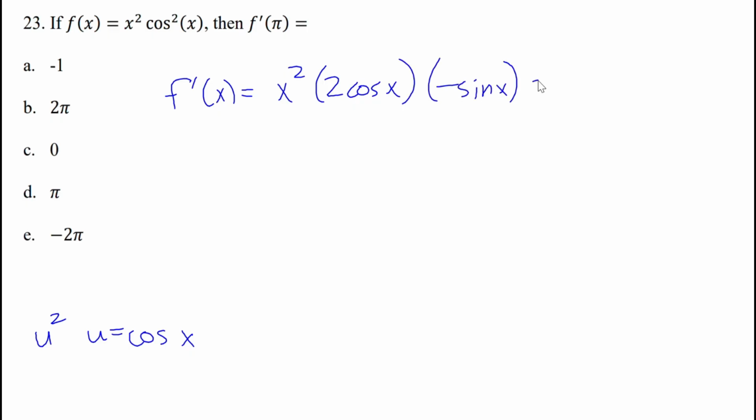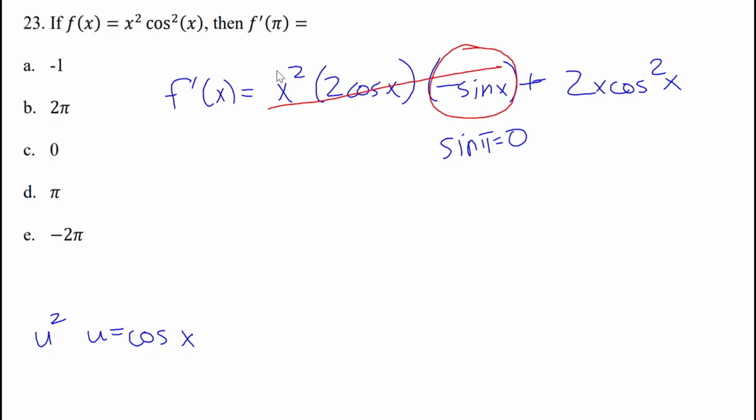And then we'll add to that the derivative of x squared, which is 2x, times the cosine squared x. And we just want to evaluate this at pi. Well, conveniently, we know that the sine of pi is equal to 0. So if this term here is 0, all the stuff multiplied by it is going to be 0.